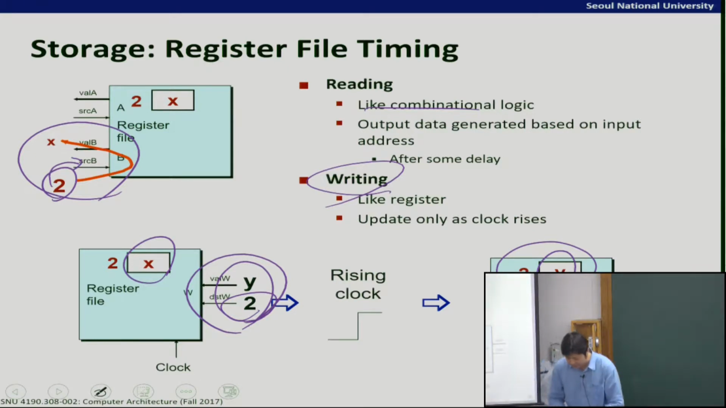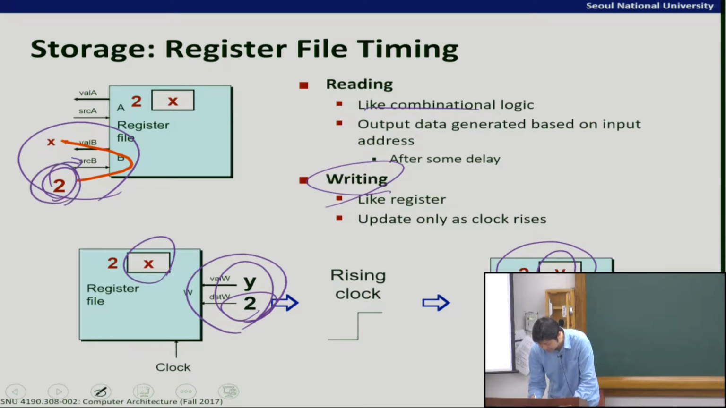So let's say in this case, this port tries to access address value 2, and at the same time, this one tries to overwrite the value of register 2 with y. Then what's going to happen?